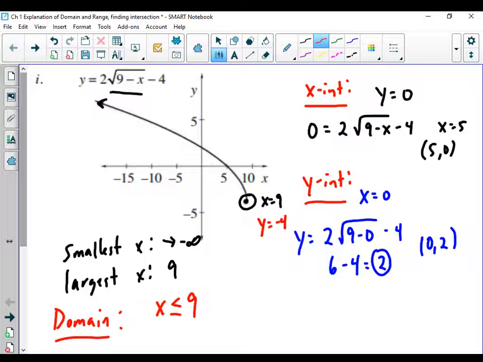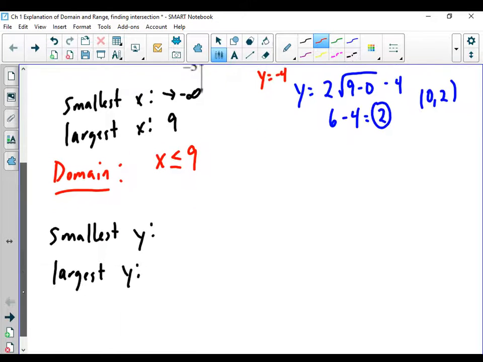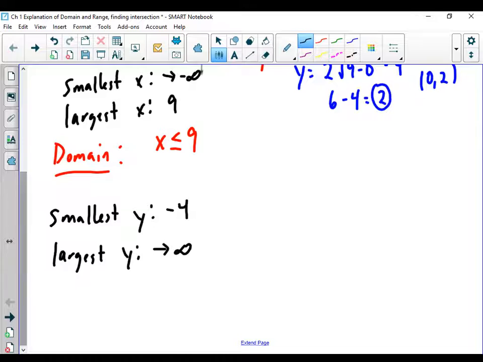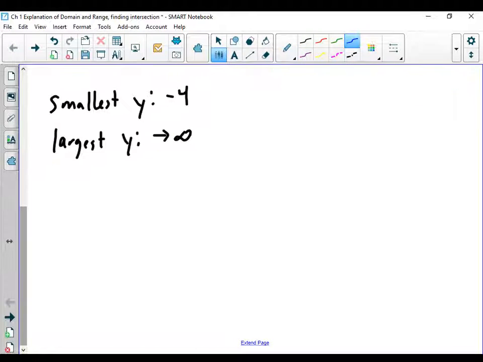The largest y, well, that arrow again tells me it keeps going. So it really heads toward a positive infinity. So my smallest y was at negative 4. My largest y headed toward positive infinity. Well, when I'm looking at possible y values, I'm now talking about the range of the function.